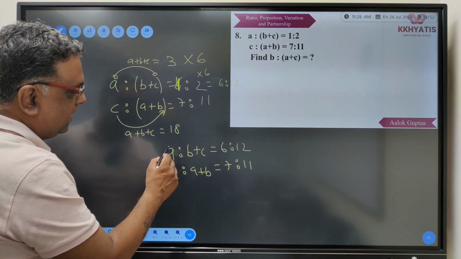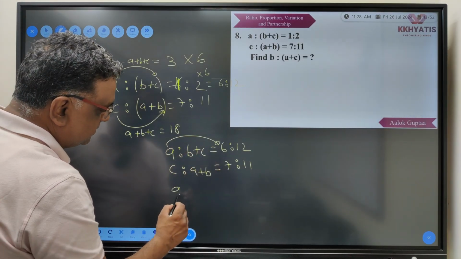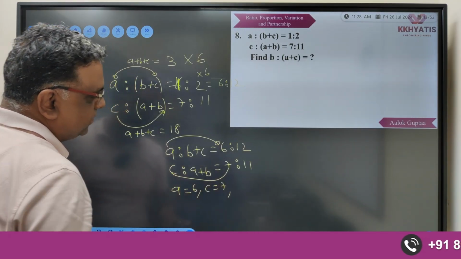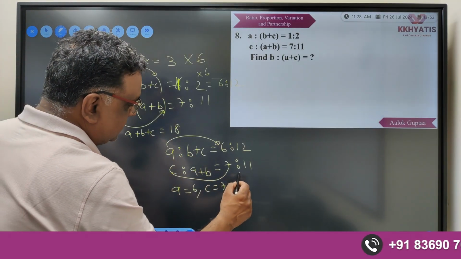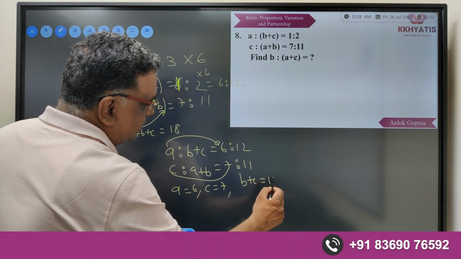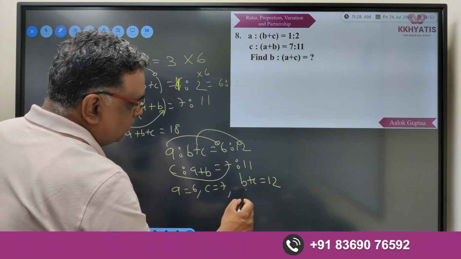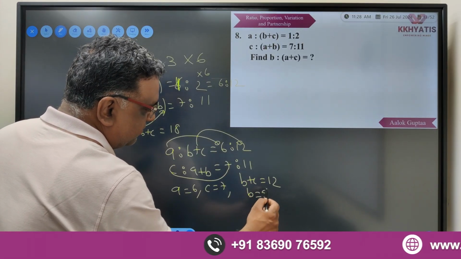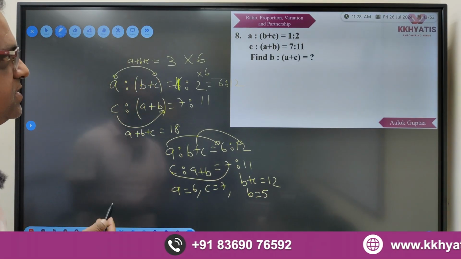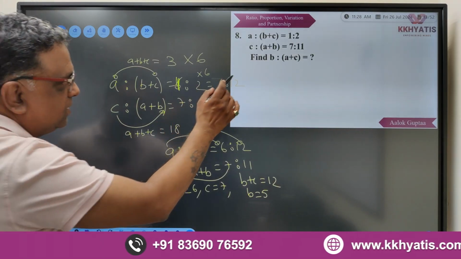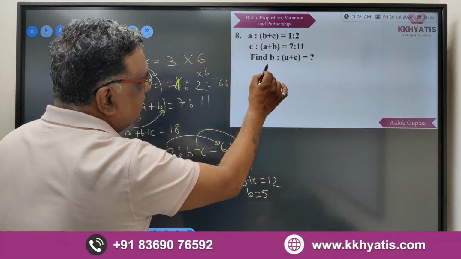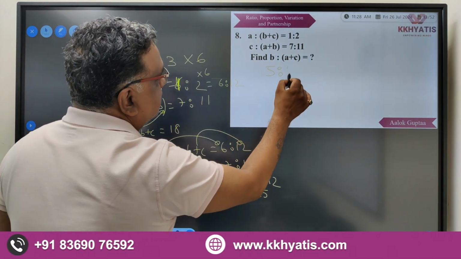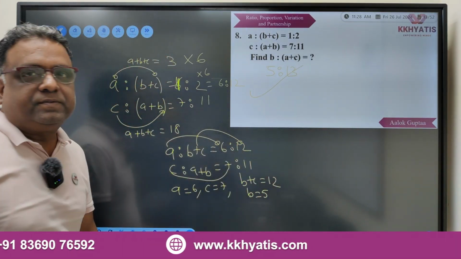Which means what is the value of A? 6. What is the value of C? 7. What is the value of B plus C? B plus C is 12. So B will be 12 minus C. C is 7, that is 5. So I got A as 6, B as 5 and C as 7. I want to find the ratio B is to A plus C. So B is 5. A plus C is 13. So answer is 5 is to 13.